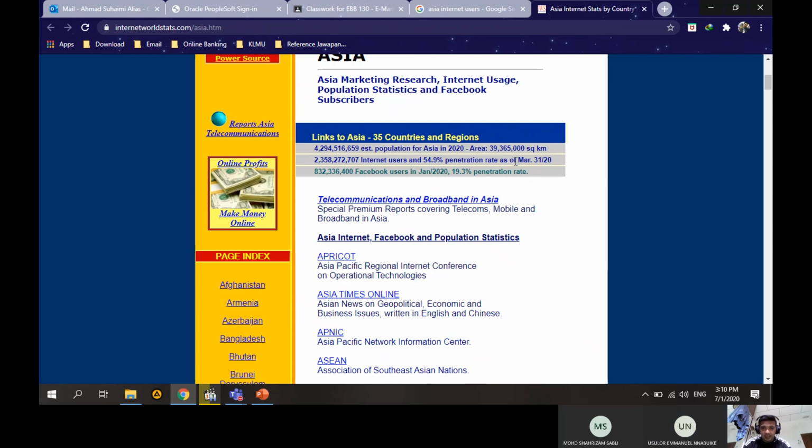As of March 31st, 2020, internet users: 2,358,272,707. It's a 10 year gap, and it's already 10 times. From 238 million, it became 2 billion 300 million.